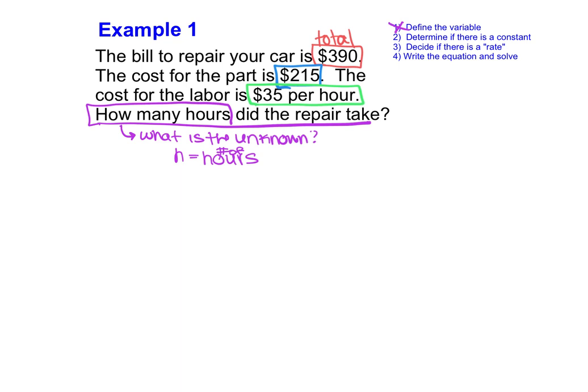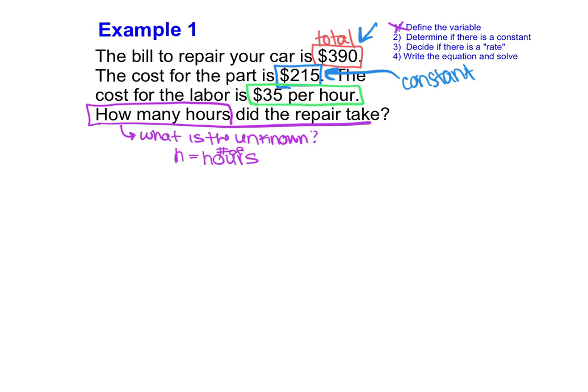Then from here it says to determine if there is a constant. So remember, a constant is something that's not going to change. And when I look at this problem, there are two things I know aren't going to change. I know that I have my total, which is right here, and I have the cost for the part of my car. The cost for the part of my car is always going to stay the same, is always going to be $215. So that's not going to change. I don't need to get multiple parts. I just need that one part in order to fix my car. So I'm going to keep that in mind.